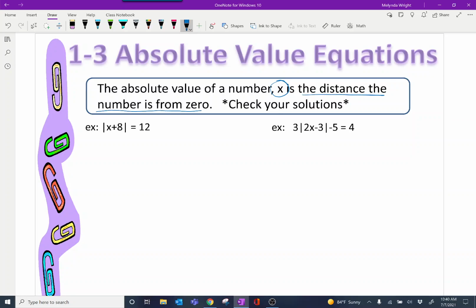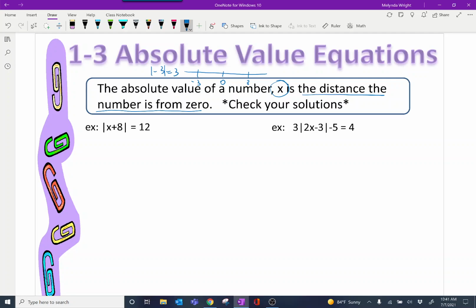So for example, let's say we were doing the absolute value of -3. We can see that the distance away from 0, regardless of whether you go right or left, is 3. So the absolute value of -3 is 3. So that's basically what we're looking at.